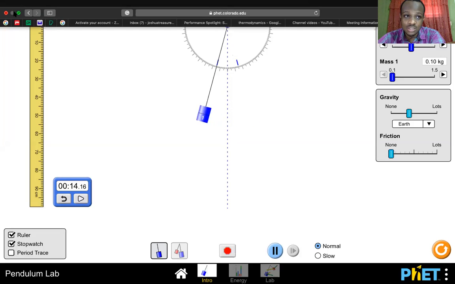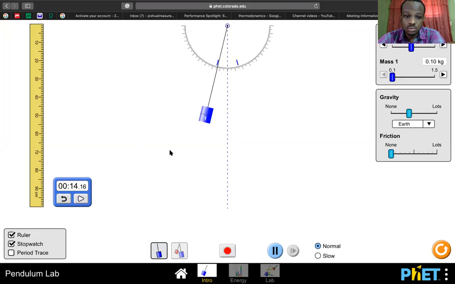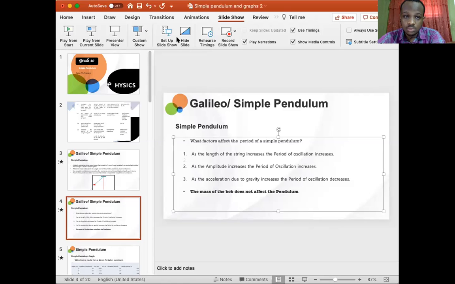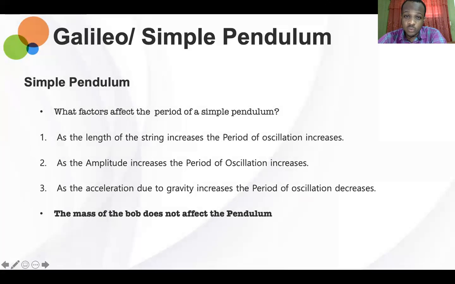Let's go back to our slide, and then we can go to today. So what really affects it is the length of the string, the amplitude, and the acceleration due to gravity, but the mass of the bulb doesn't affect it. Oh, let's do that one before we go. Yeah, let's do that one. The acceleration due to gravity.